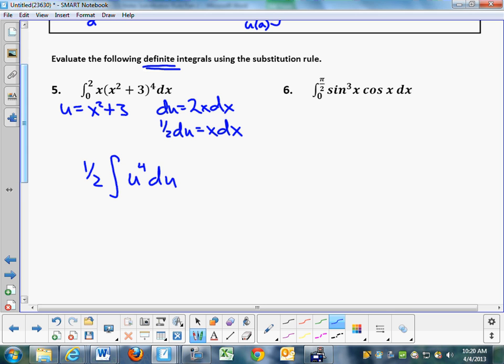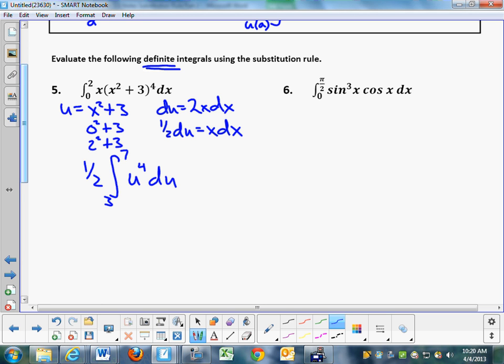Now hold on. What didn't I include there? The 0 or the 2, right? Instead of putting a 0, I put in 0 squared plus 3, which is 3. And instead of putting a 2, I put in 2 squared plus 3, which is 7.